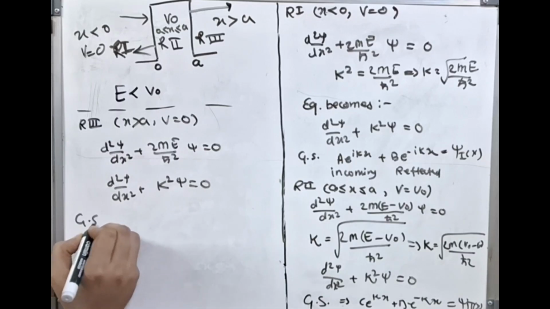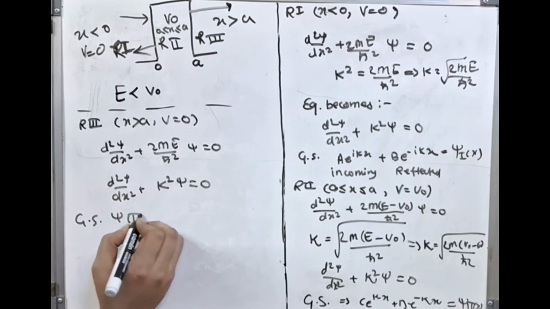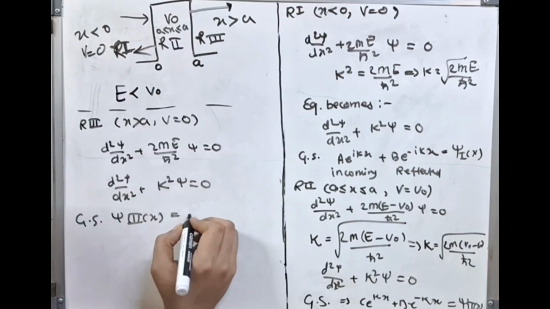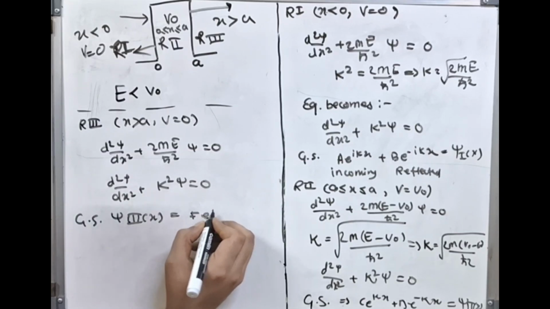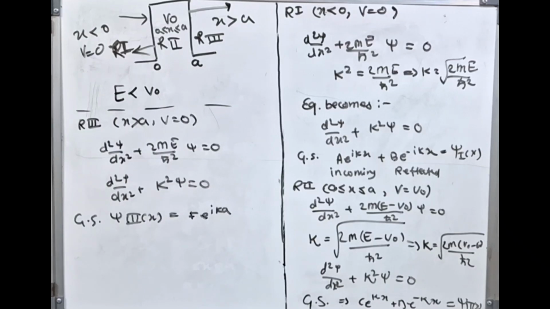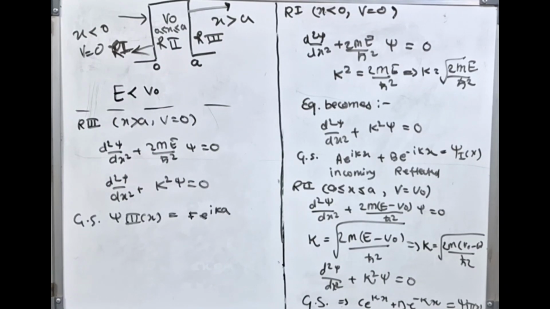And my general solution here is psi 3 of x, which is f e raised to i k a. And so there is no reflected wave here because nothing is coming from positive infinity, as already mentioned. We are going to look into the boundary conditions for all of these three regions.